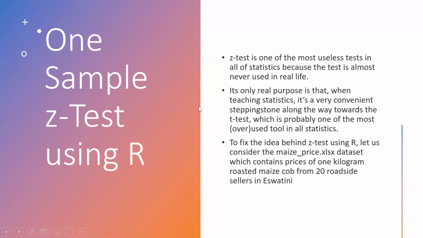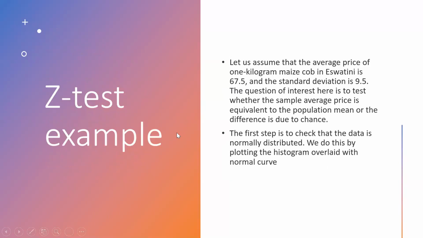So that is it about the one sample z-test. By way of going through the example again, let us assume that the average price of 1 kilogram of maize crop in Eswatini is 67.5. The standard deviation is 9.5. The question of interest here is to test whether the sample average price is equivalent to the population mean, or the difference is due to chance.